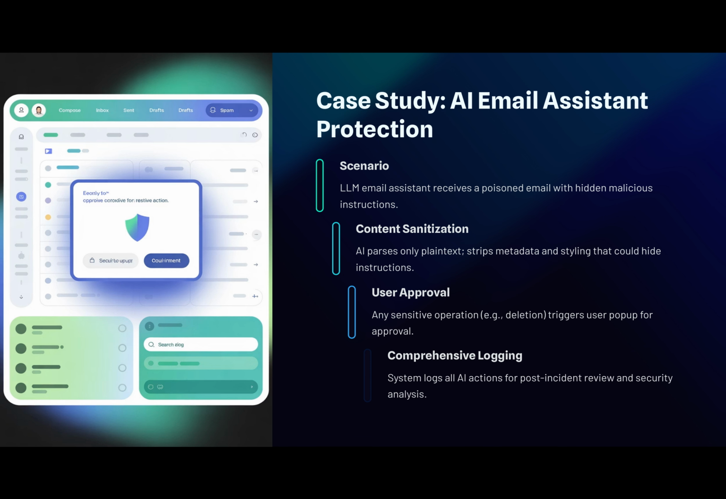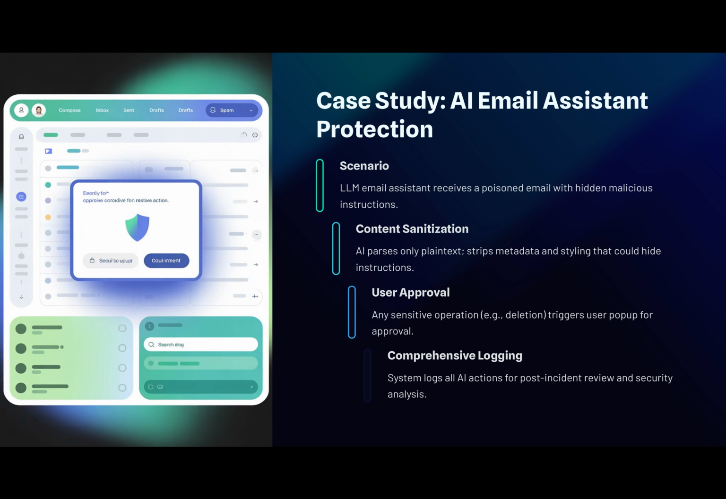Let's take a look at a real-world case study involving an AI email assistant and how we can protect against prompt injection in this scenario. Imagine the assistant receives an email that's been intentionally crafted to contain hidden, malicious instructions aimed at manipulating the AI. To defend against this, the system sanitizes incoming content. This means the AI only parses plain text and strips away any extra metadata or styling, which could otherwise hide instructions.